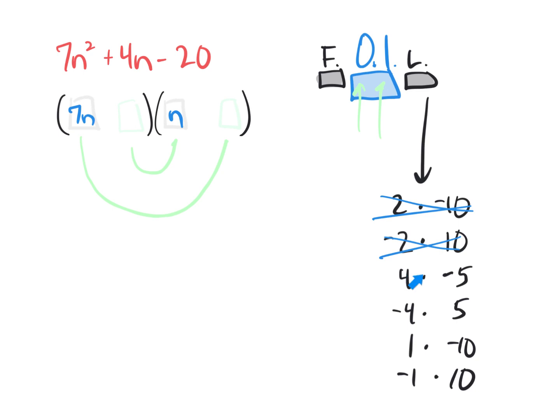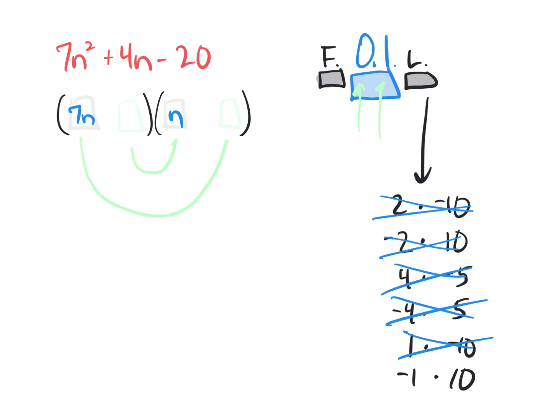We can try the 4 and the negative 5. 4n and negative 35n does not combine to give us 4n. We can try the negative 4 and the 5, negative 4n and 35n. It does not have a sum of 4n. We can try 1 and negative 10. So there is 1n, and then negative 10 times this is negative 70n. Those don't combine to give us 4n. Then we can try negative 1 and positive 10, negative 1n, and 70n is not 4n.